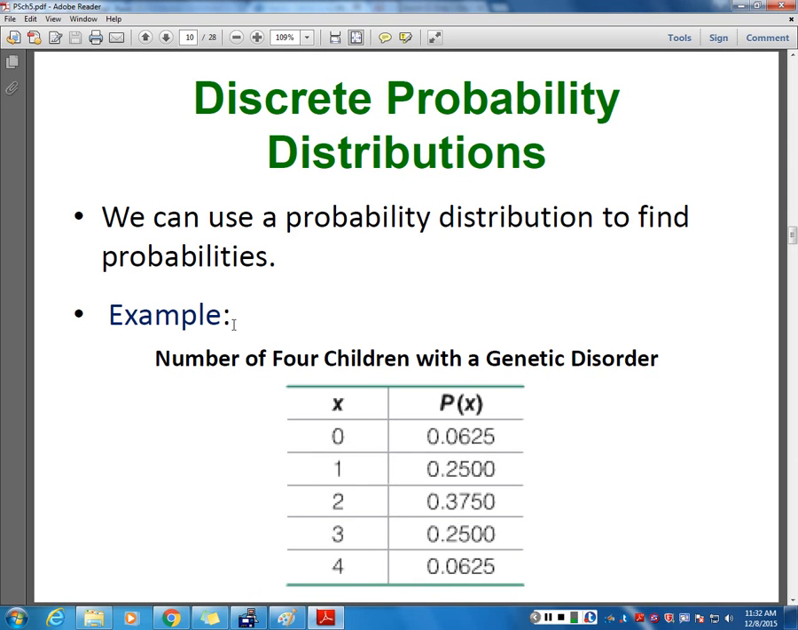If I wanted the probability that less than 2 have this disorder, well, that would be the probability that 1 or 0 have the disorder. So I could add those probabilities to get my answer. Probability that 3 or more have this disorder. I could add the probability of 3 to the probability of 4, and I would get my answer to that as well. There's a number of different things I can find using a probability distribution.